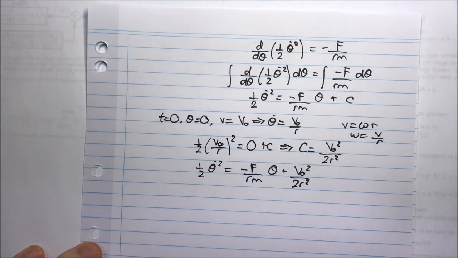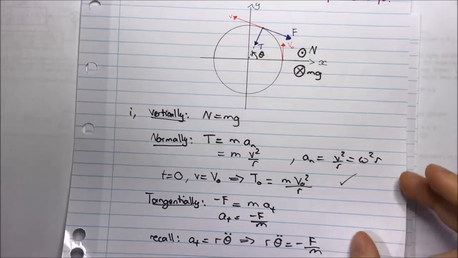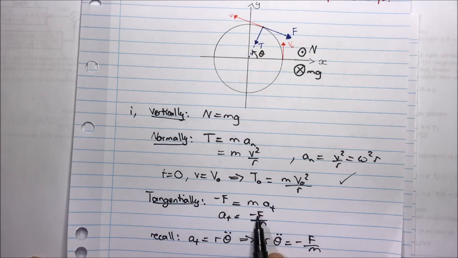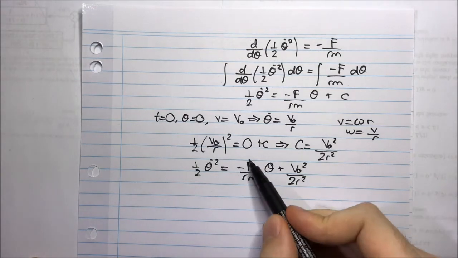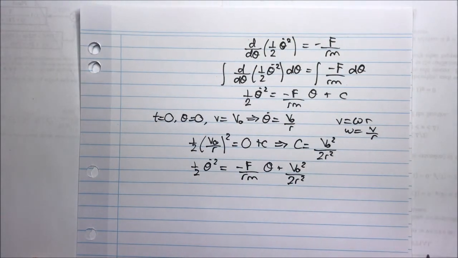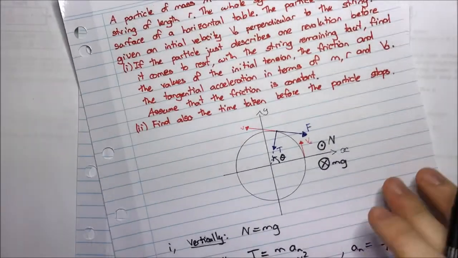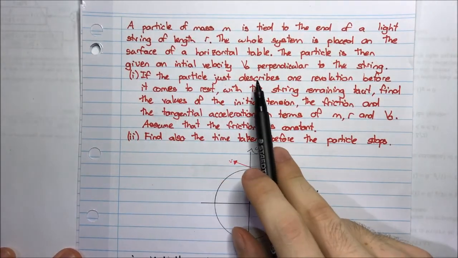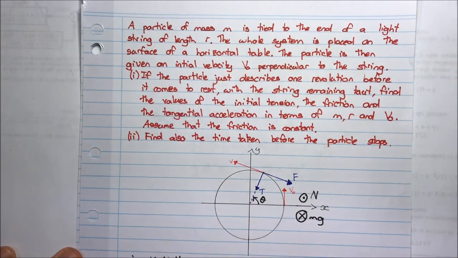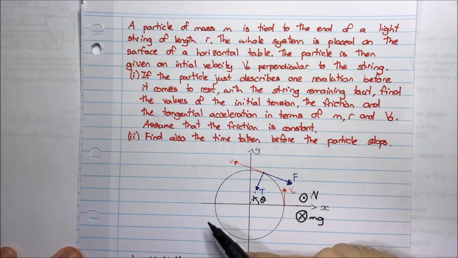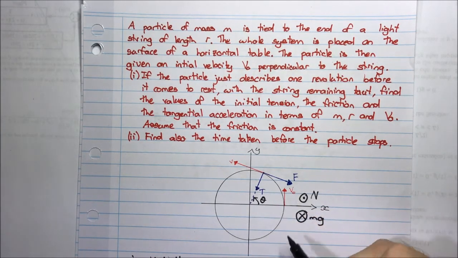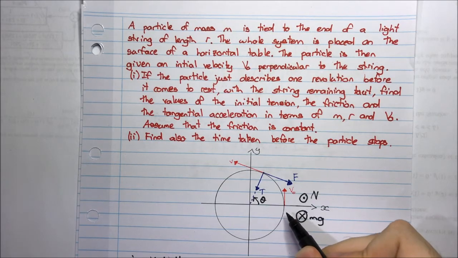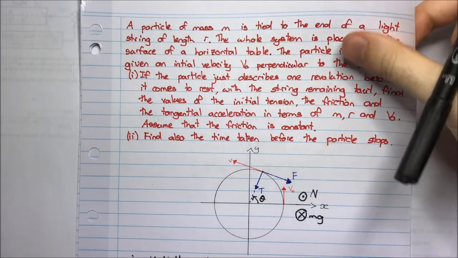Alright, now remember what we want is the friction and the tangential acceleration. And once I get one of them, I'm going to get the other one because they're related in this manner. I just divide the friction force by negative m and I get the tangential acceleration. So I'm trying to find f now. What other information do I know? Well, let's quickly go back to what the question was saying. It says that the particle just describes one revolution before it comes to rest. That means it starts here, it goes around, and as soon as it gets back to its starting point, that means after a revolution of 2 pi radians, my velocity is 0 because I'm stationary now, I've stopped.